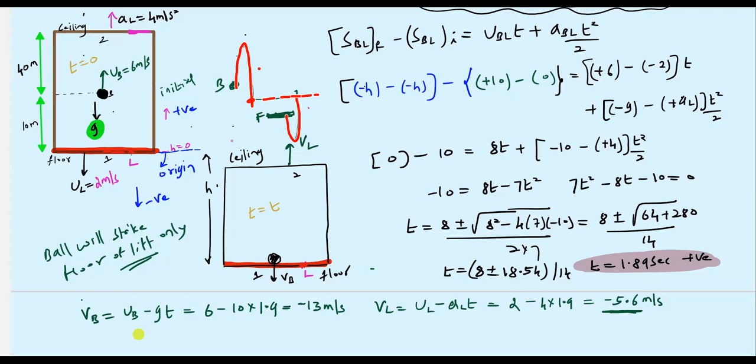So how can you see? I'm having velocity of lift is how much? Negative, means it'll be moving up. And the velocity of ball is... overall this idea. And I'll give a better diagram. The floor of the lift.